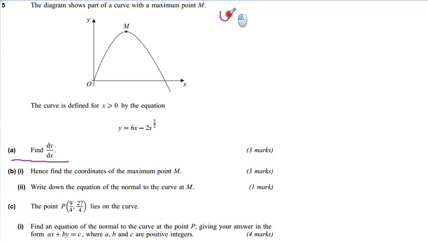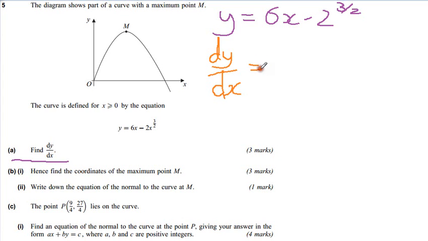So we have y equals 6x minus 2x to the power of 3 over 2, to the power of 1.5. So let's differentiate that. We're going to get dy over dx is going to be equal to just 6, because it's x to the 1. 1 times 6 is 6, and the x loses its power, so x to the 0 is 1. Then minus, I've forgotten to put an x in there. Let's put that in there. 2x to the power of 3 over 2.